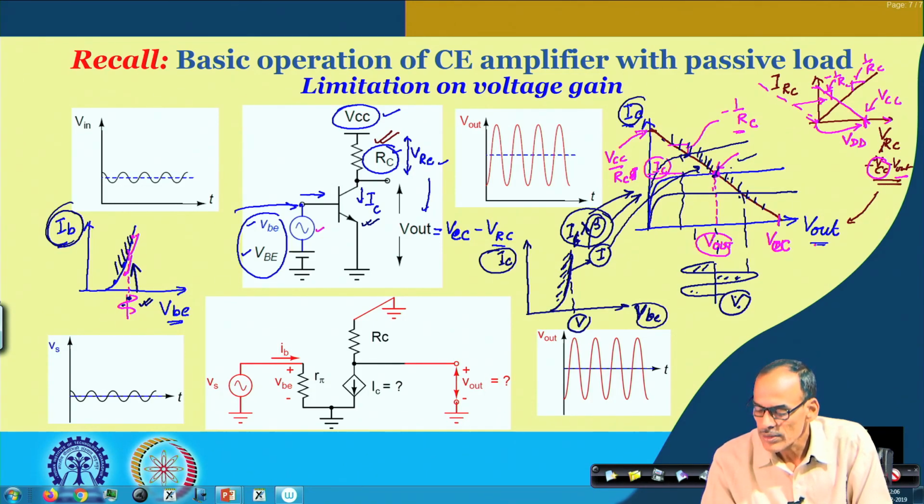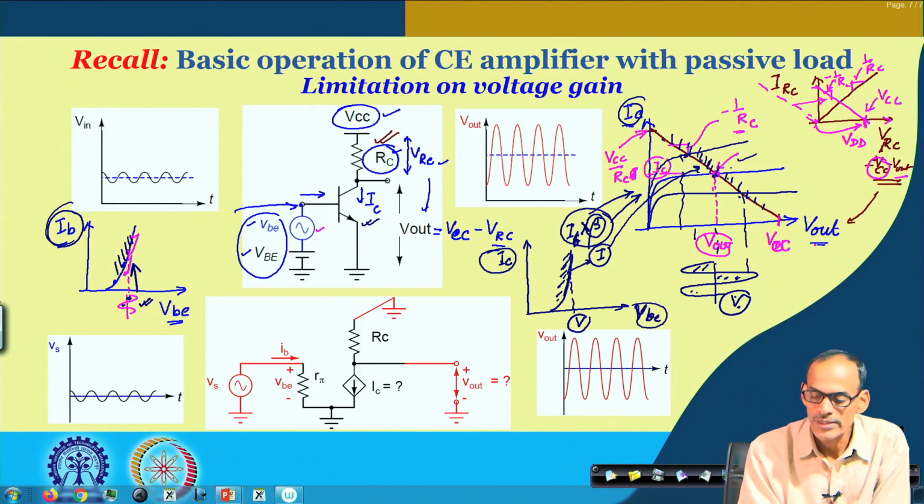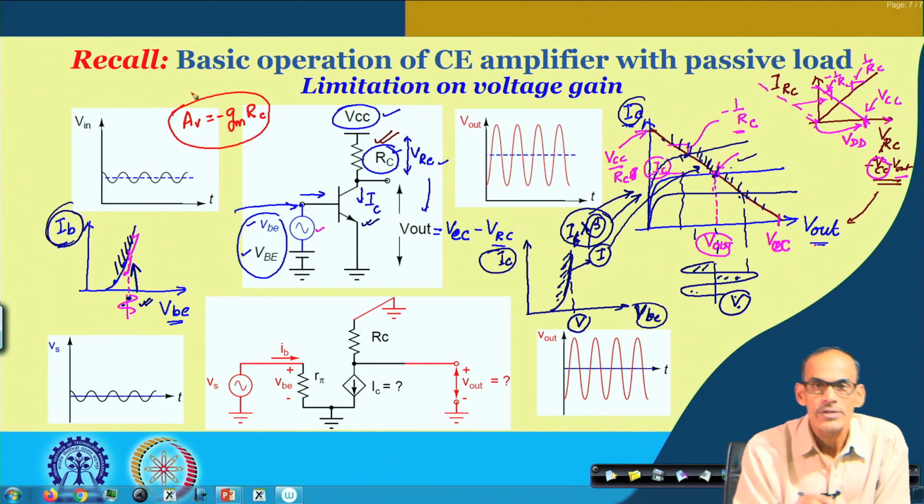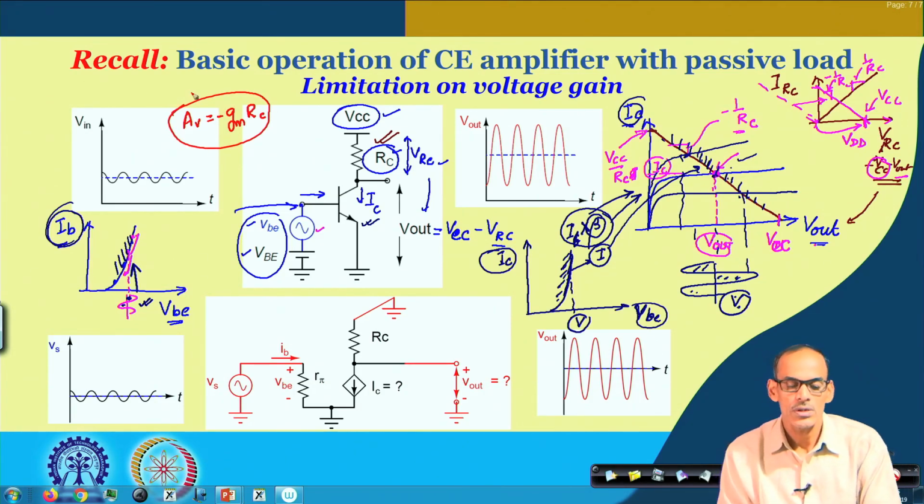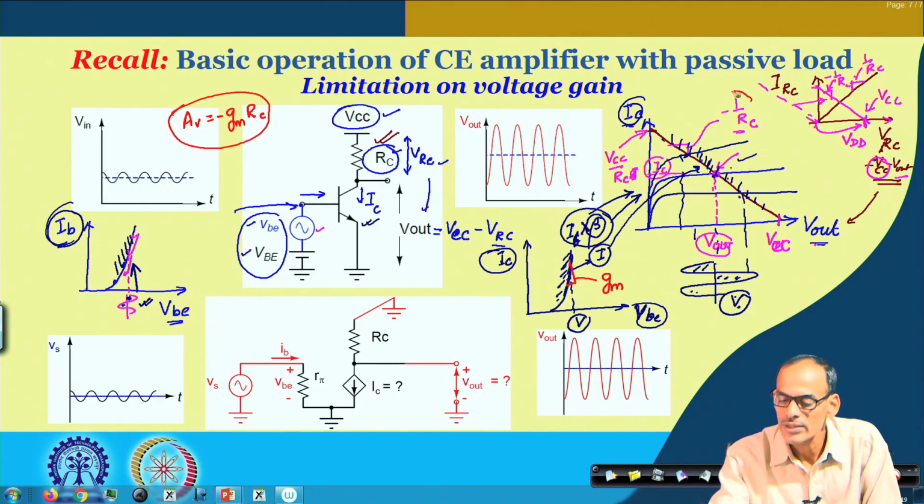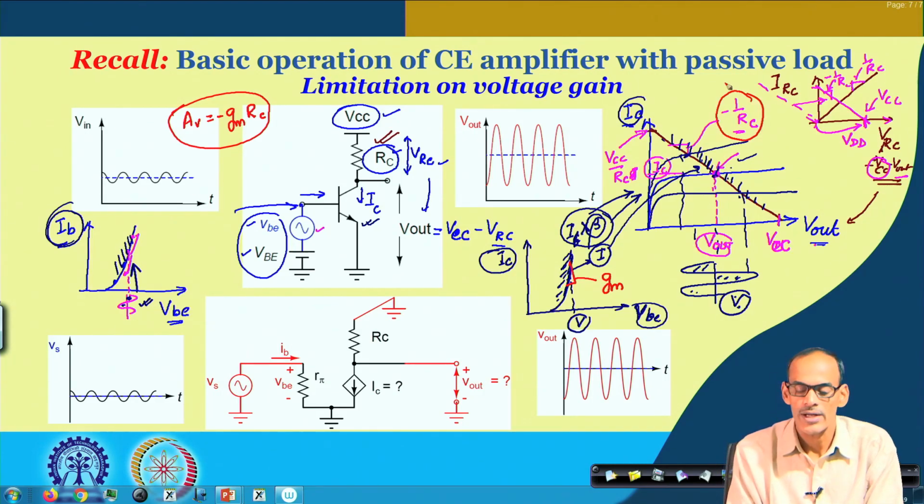Mathematically, you can say that the gain A V equals G M into R C with a minus sign. Since the gain is G M into R C, the slope of this line is nothing but G M, and the slope of this line, on the other hand, is minus 1 by R C.